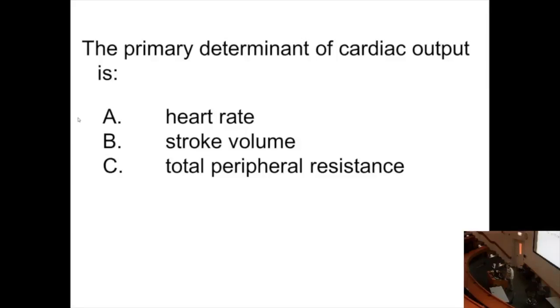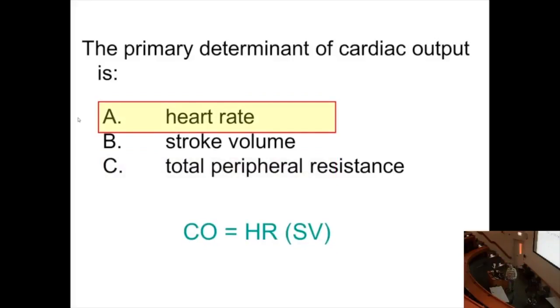The primary determinant of cardiac output is heart rate, stroke volume, or total peripheral resistance. Very good, heart rate. Heart rate has the highest dynamic range. Stroke volume would be next. Total peripheral resistance has nothing to do with it, except in that it may change the stroke volume. If you increase the total peripheral resistance, you will increase the afterload. But it is not something that is accounted for in that equation with stroke volume there. You alter stroke volume, you alter heart rate in order to get a defined cardiac output or alter cardiac output. That's how your body works.